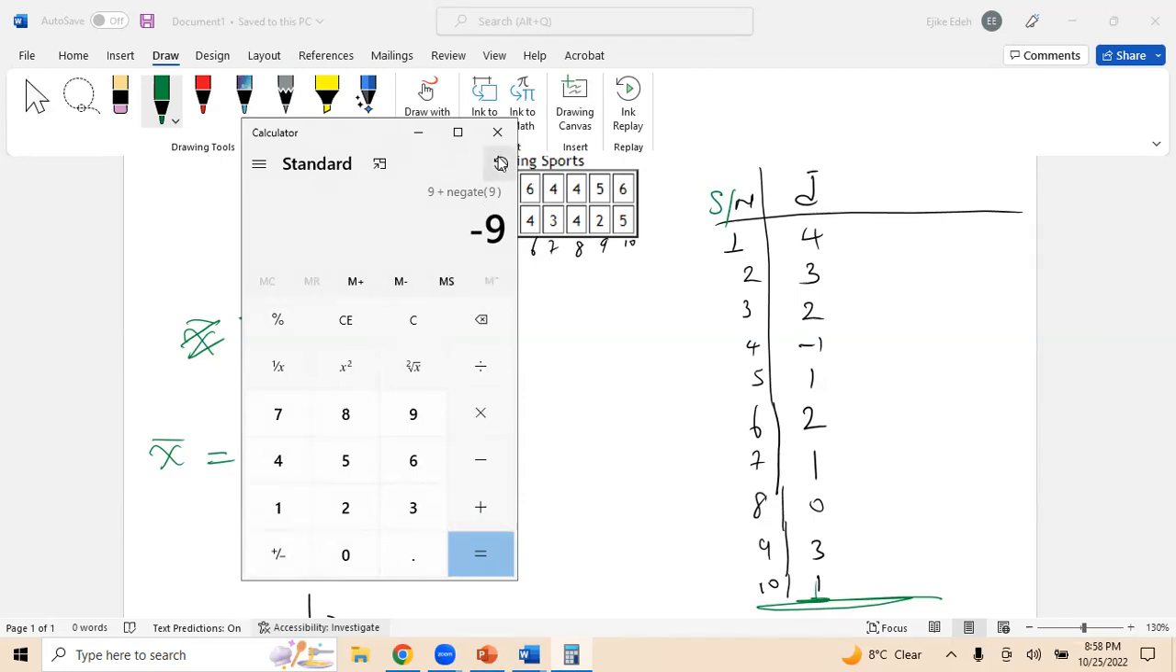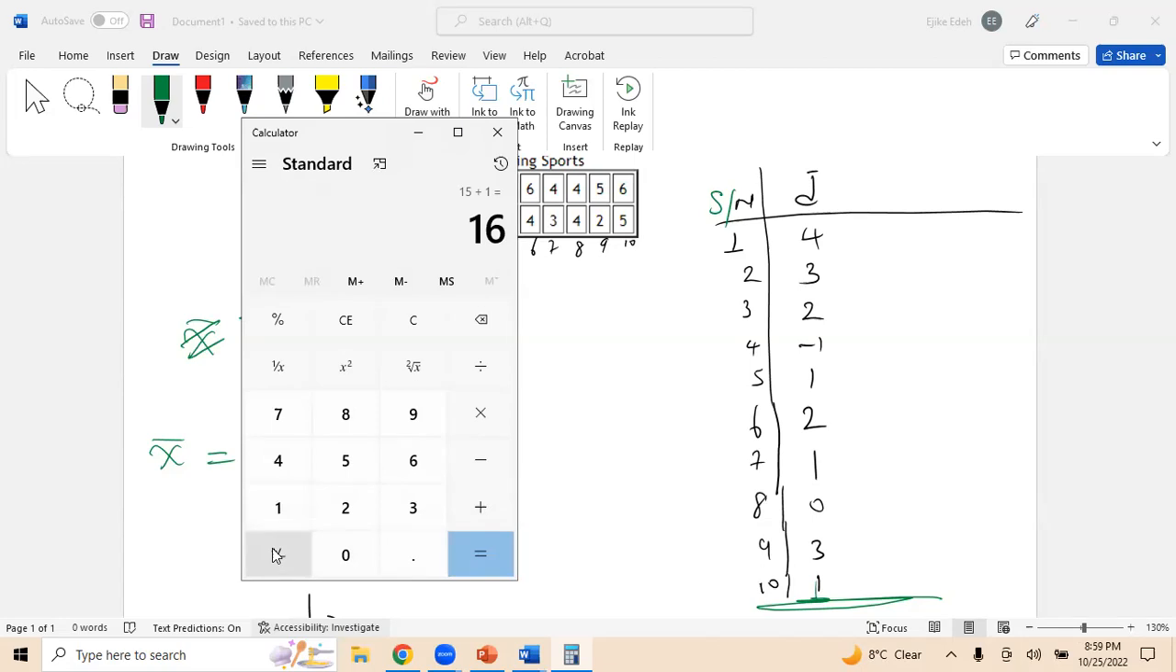Okay, so I see the way this is working. Let's start all over again. So you put in the number before the sign, right? Okay, so let's see. So we have 4 plus 3 plus 2, right? Plus negative 1. So we say 1 and then put in the negative sign, right? Then plus positive 1 plus 2 plus 1 plus 0 plus 3 plus 1.